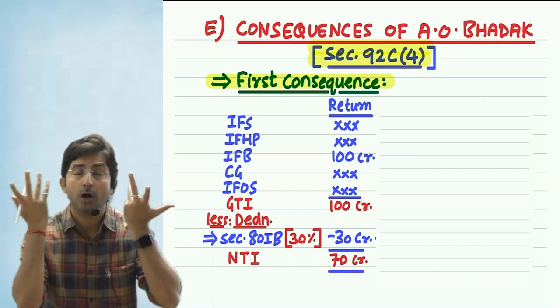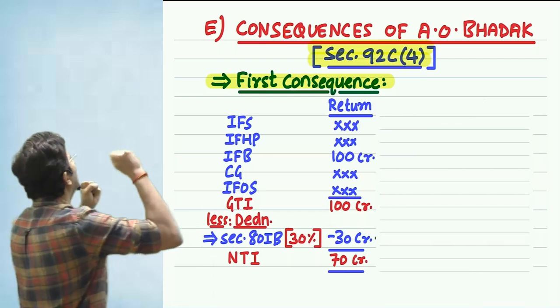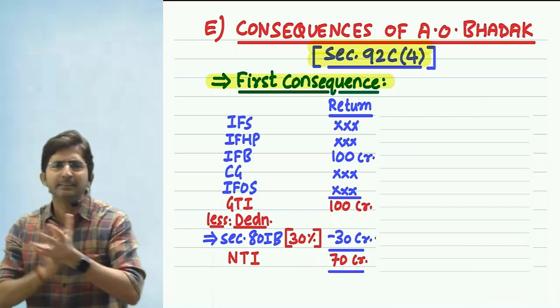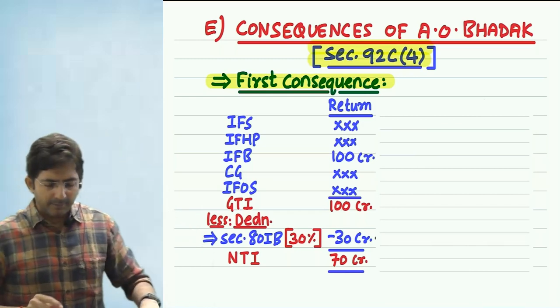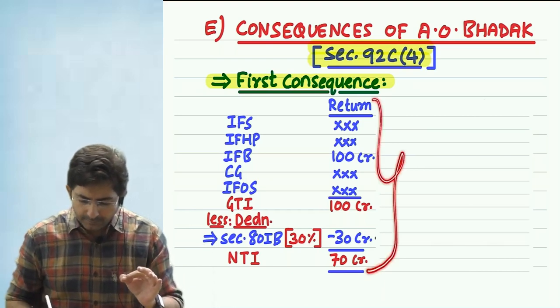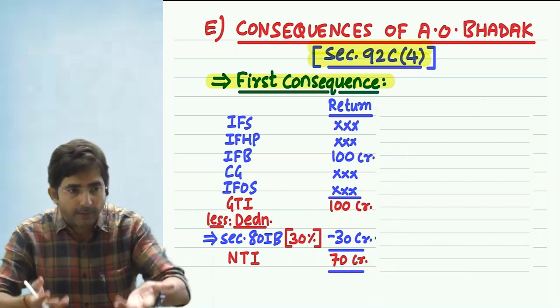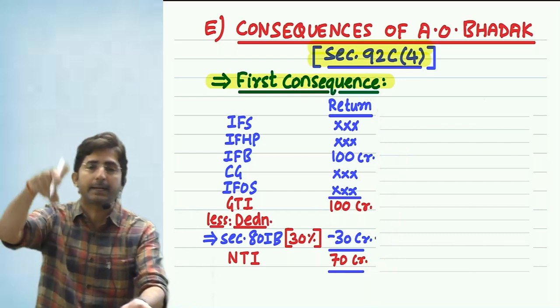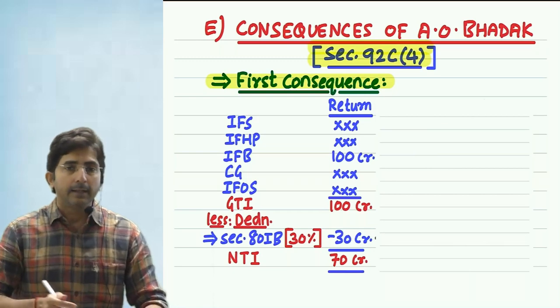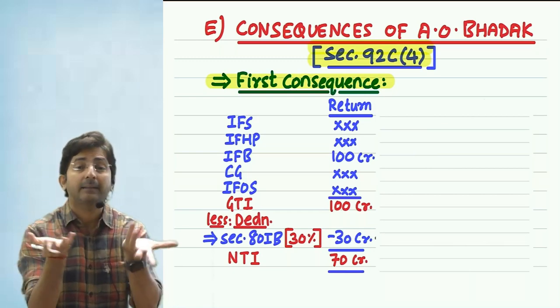AO was shocked. Assessee had filed a return like this. Okay. And after he filed a return, his case was selected in the scrutiny. And in this scrutiny, the AO discovered that, what he discovered?